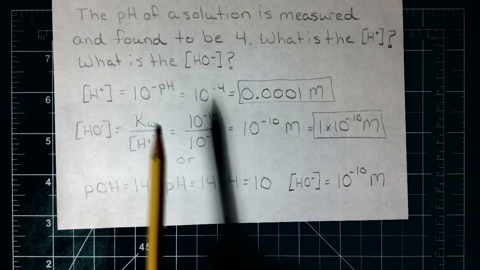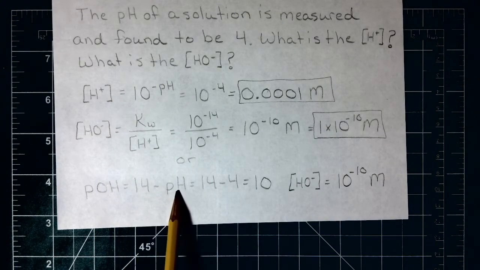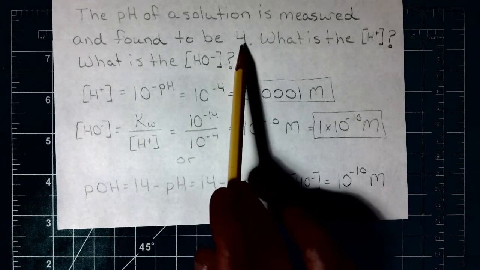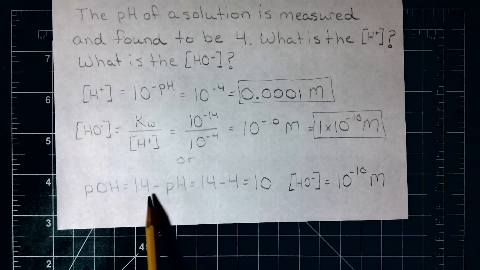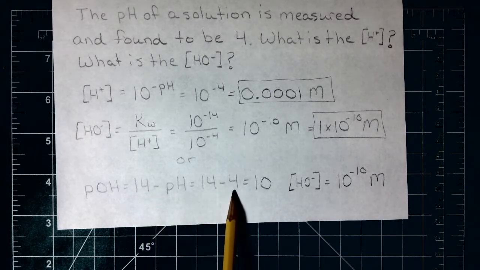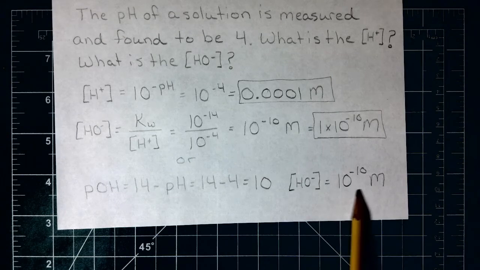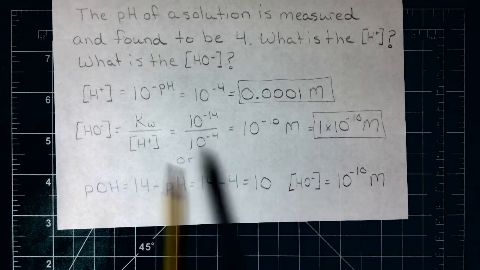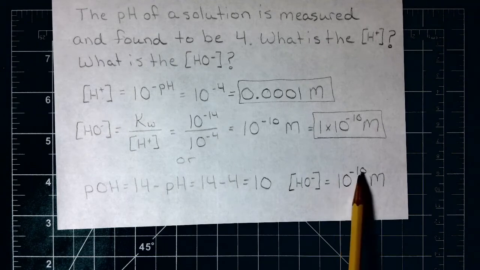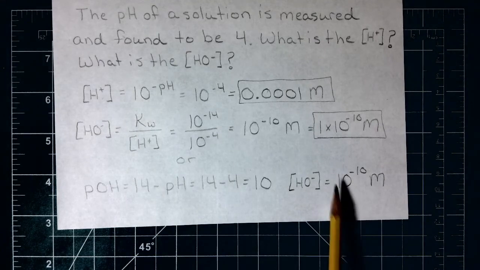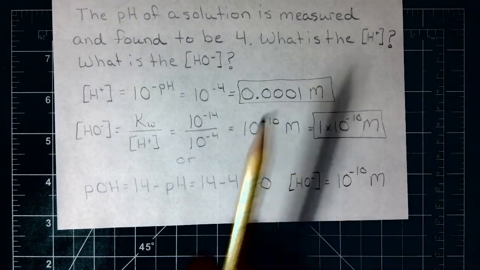We could have alternatively converted the pH value we were originally given of 4 to pOH. 14 minus that pH would have been 14 minus 4. That would have given us 10. And then we could have converted that to the concentration of HO minus, just like we did here. 10 to the negative pOH is 10 to the negative 10 molar, and you can see that we would have gotten the exact same answer.